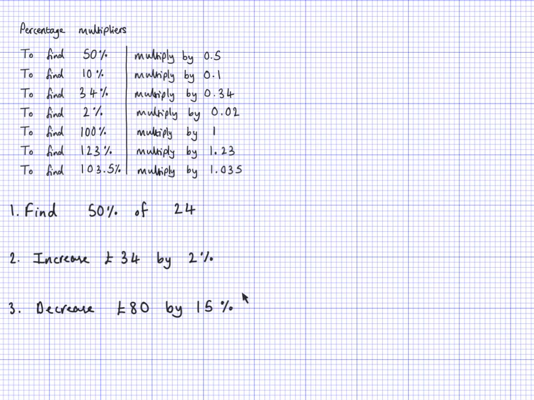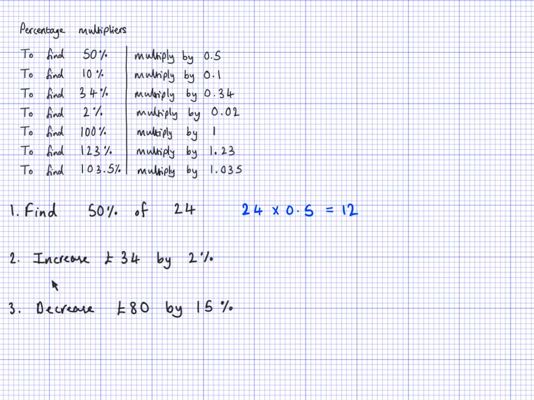Now, I'm going to do some examples to show you how to use this. So if I want to find 50% of 24 using multipliers, what I need to do is do 24 times 0.5, because 0.5 is the multiplier I use to find 50% of any number. And that will give me 12.